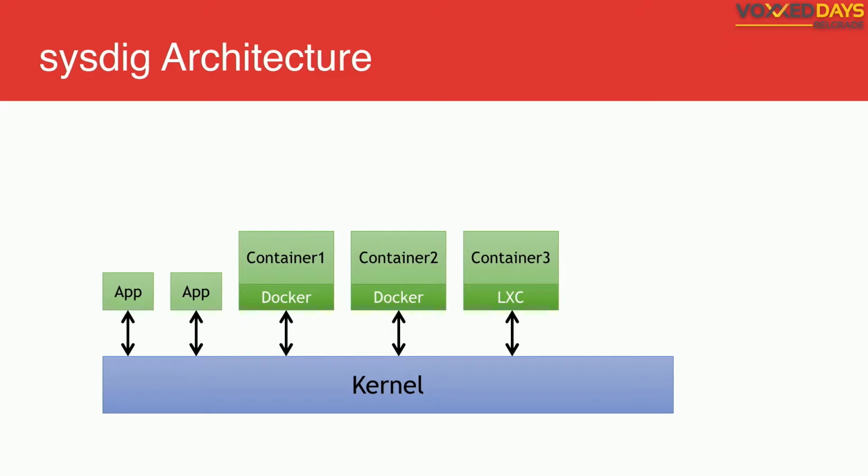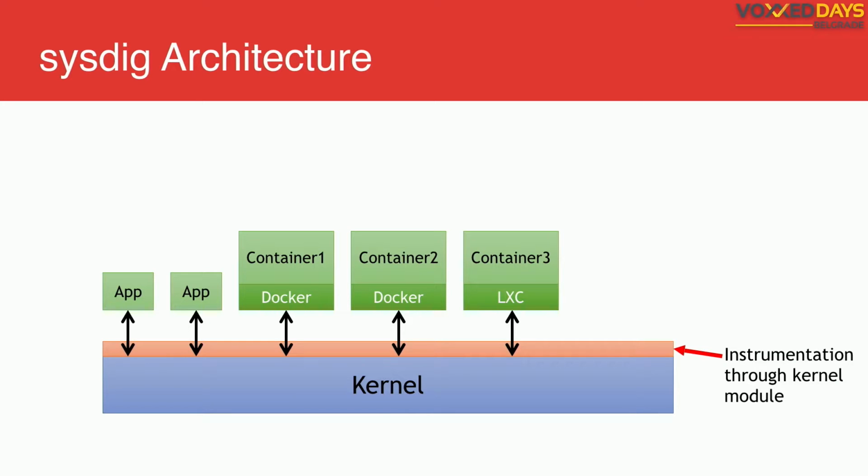So I'll briefly show you the architecture of Sysdig. This is a very simplistic view of an operating system, not like the one I showed previously. And it shows you some apps running, some of them inside containers and some of them outside. As I said, on this layer here, the Sysdig kernel module intercepts all the activity. And what do we do with that activity?